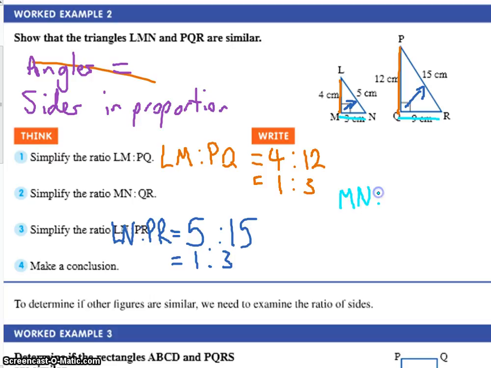Do you really have to do those other sides as well? All sides must be in proportion. The only way you can be guaranteed that they are is to do all three. It says in the right angles, shouldn't it? Yep.